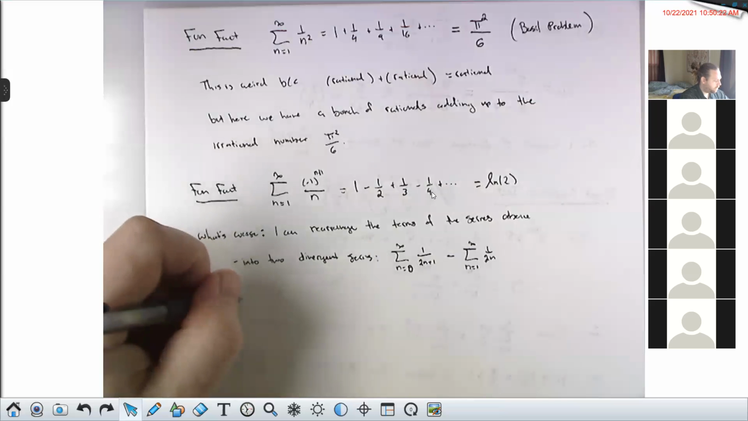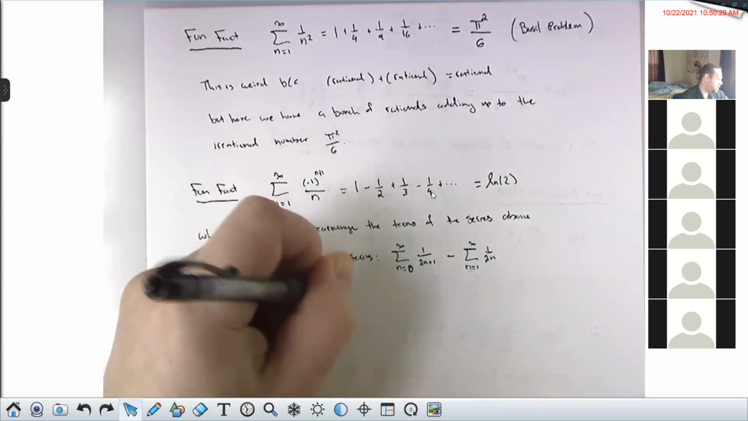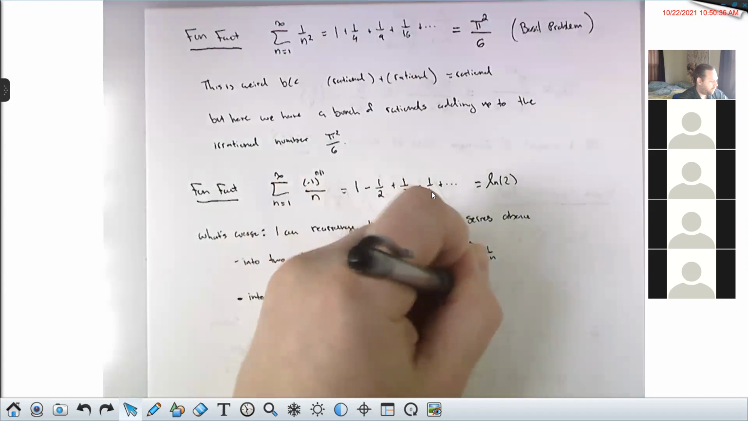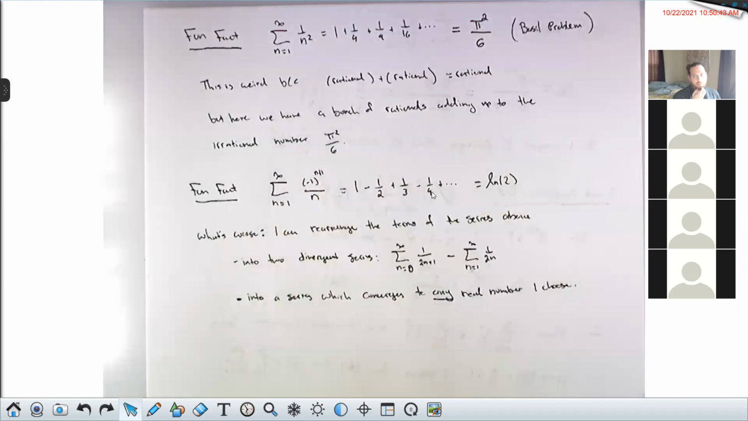I can also rearrange it into a series which converges to any real number I want. So pick your favorite real number x. I can reorder the terms of this series, not changing any of them, just reordering them, so that the series converges to that number. Basically. This appears to violate a fundamental rule of arithmetic, which is that addition and subtraction of real numbers is commutative, right? You can add numbers in whatever order you want, and it should not change the outcome.